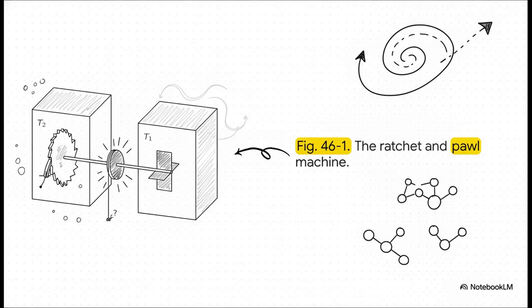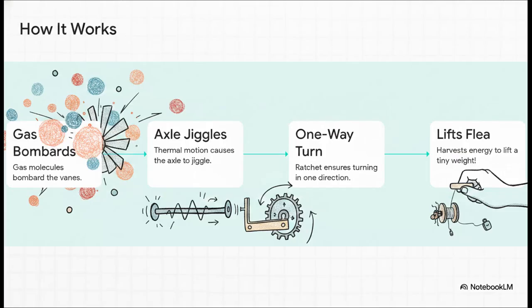Notice the shape of that wheel. It's got these angled teeth. That is your ratchet. And resting right on top of those teeth is a little lever, which we call a pawl. So here's how this little contraption is supposedly meant to work at first glance.